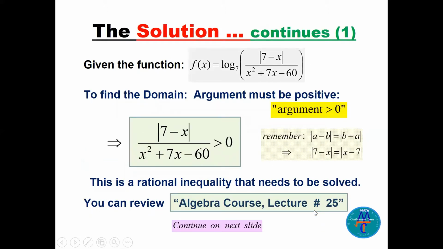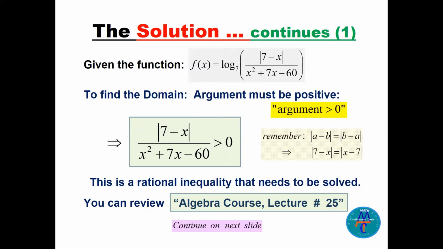Now let's continue here. I take the argument: absolute value 7 minus x divided by x squared plus 7x minus 60 greater than 0. Now there is something in algebra you have to know about absolute value. Just to remind you, absolute value of a minus b is the same as absolute value of b minus a. If there is no absolute value, these are not equal, remember. So absolute value of 7 minus x is the same as absolute value of x minus 7. So if you have another question with absolute value of x minus 7, it will be the same function, same graph, same domain, same everything.